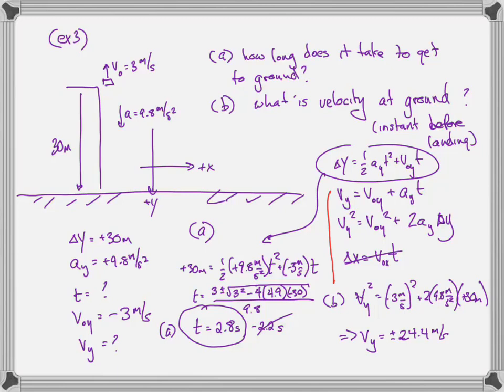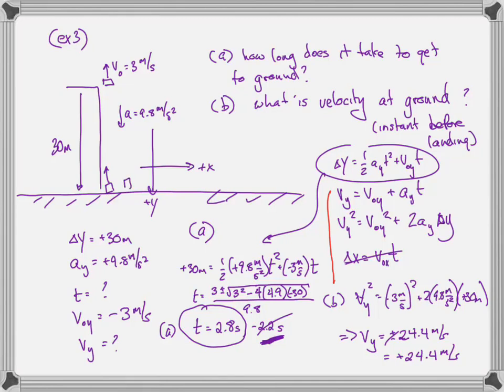And indeed, if we had gone back in time to the 2.2 seconds, when it's at the ground, Vy would have been upwards and it would have been minus 24.4 meters per second. But in this case, it is positive. It is downwards. 24.4 meters per second is the correct answer for part B. Again, if we had actually started at the ground and thrown it up, we would have had to throw it up at 24.4 meters per second in order for it to get to where it started 2.2 seconds later.